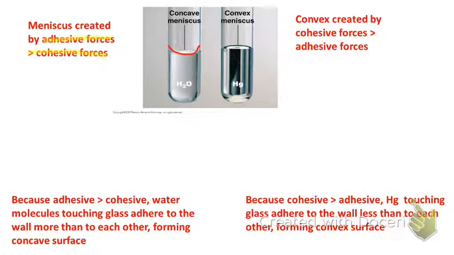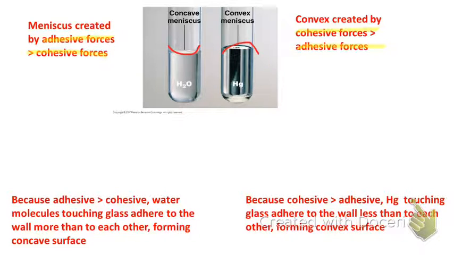Now let's contrast that to mercury. Mercury is going to have stronger cohesive forces than adhesive forces. In other words, mercury has a stronger attraction for itself than it does to the glass. And so as a result, it's going to form a convex meniscus. So it's going to be bowed down instead of up like we see with water. So like this, bowing down.